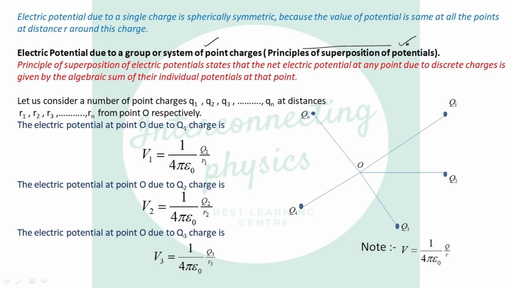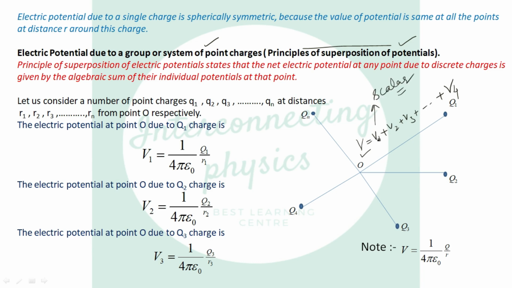superposition of potentials. Okay. So for this, we have to calculate the net potential at O due to all the charges. So what is the definition? The principle of superposition of electric potential states that the net electric potential at a point O, due to discrete charges, is given by the algebraic sum of their individual potentials at that point. It means it will be V1 plus V2 plus V3 and so on. This is a simple algebraic sum because potential is a scalar quantity.